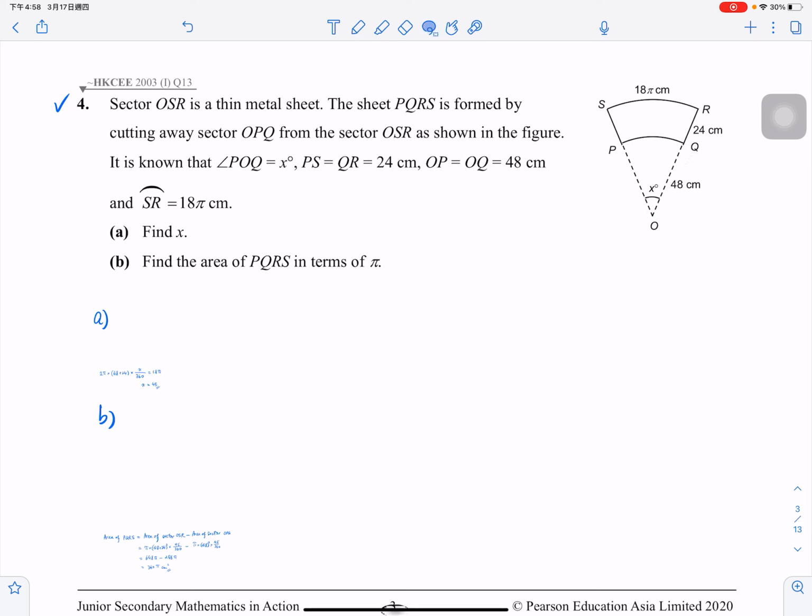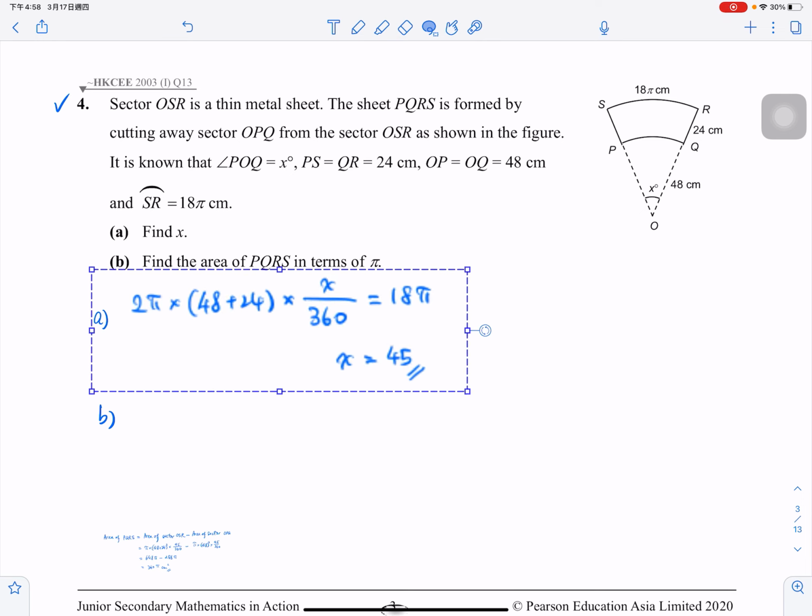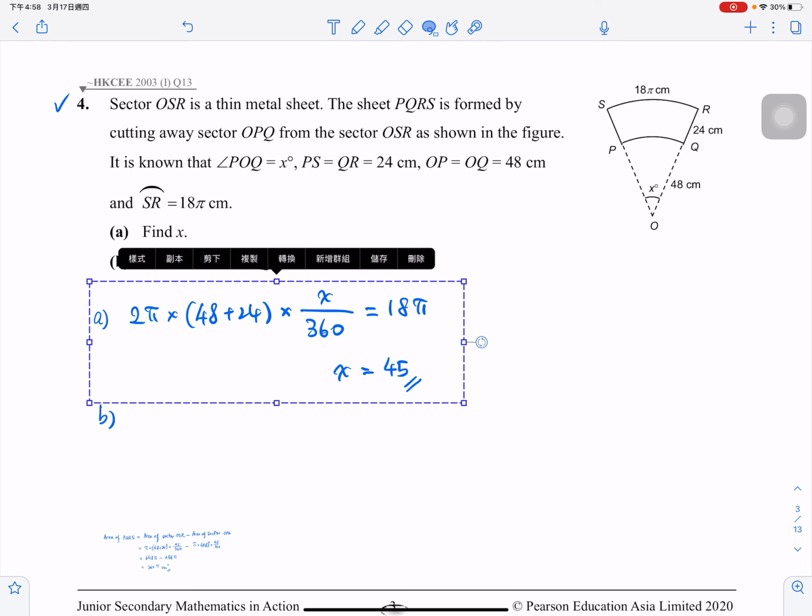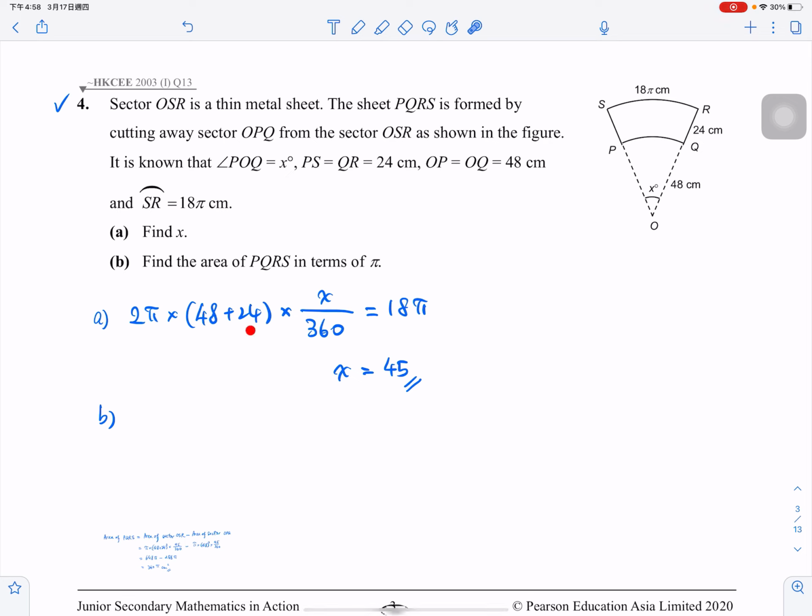So let's check. Here 2 pi times 48 plus 24, this is the whole radius, okay? And you get 18 pi as the arc length. So x over 360 degrees, you find that x is 45. Should we write down degree here? The answer is no, don't write it because it is x degrees already. So this time, no need to write the degree sign.